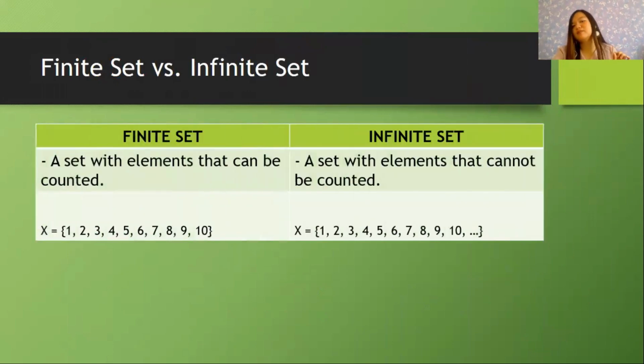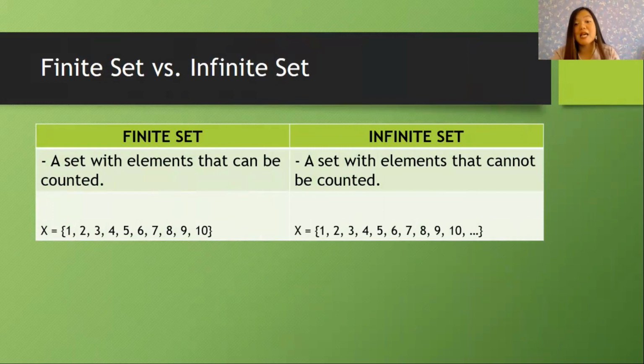Okay. When we say finite set, these are the sets with elements that can be counted. So an example here is x equals the counting numbers from 1 to 10. So we have 1, 2, 3, 4, 5, 6, 7, 8, 9, 10.